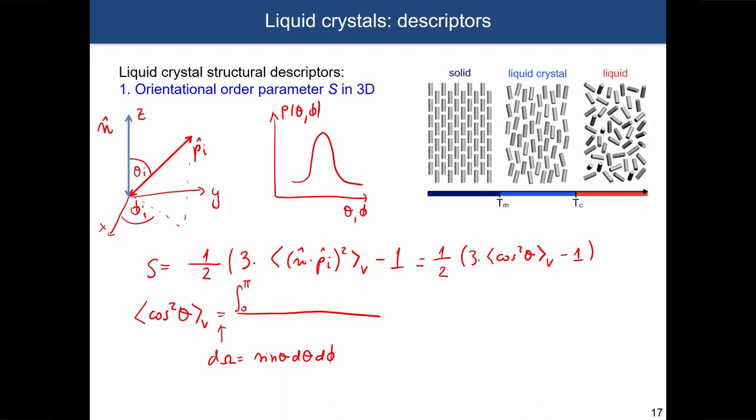So this will be from 0 to pi, which is the theta angle, 0 to 2 pi, cosine squared theta times the probability that you will find this molecule in this certain orientation. So this is p theta, p phi, times sine theta, d theta, d phi. And we are normalizing this to the probability that you will find a molecule in general. So this is the integral from 0 to pi, integral 0 to 2 pi, p theta phi, d theta, and d phi.